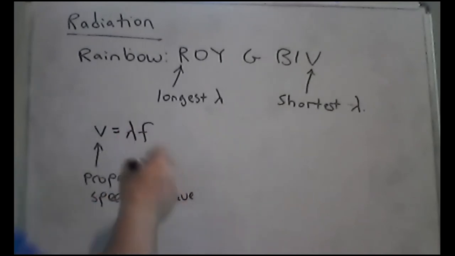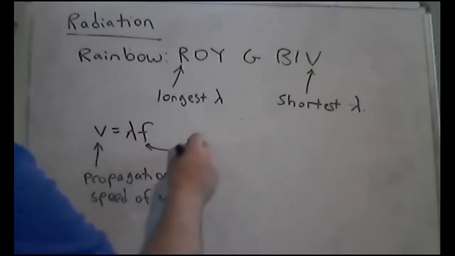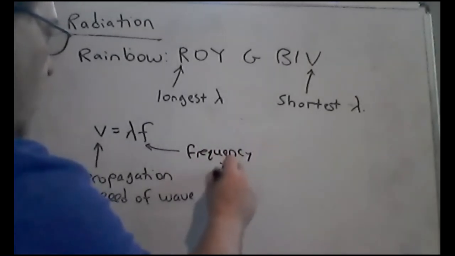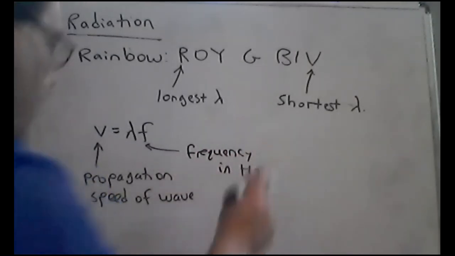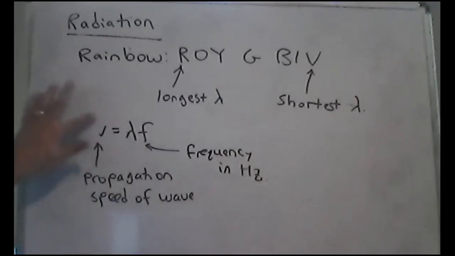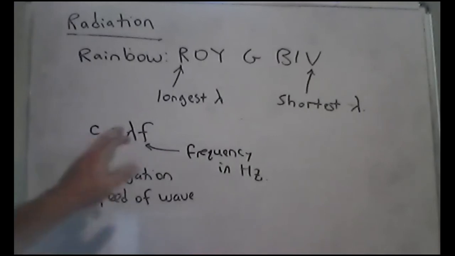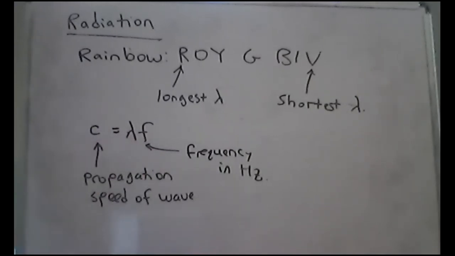Lambda is the wavelength, f is the frequency in hertz. Well, in electromagnetic theory, the waves have to travel at the speed of light, c. So these two, wavelength times frequency, have to multiply together to give you c. So if the wavelength gets smaller, the product has to be the same, right? That means the frequency has got to get bigger.